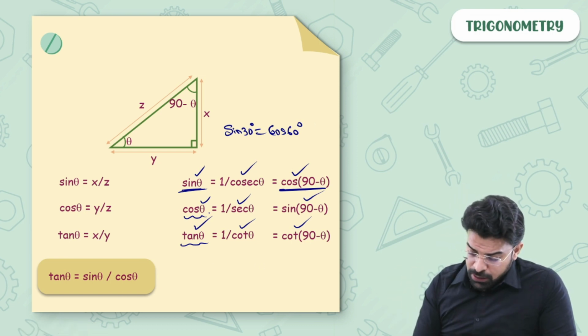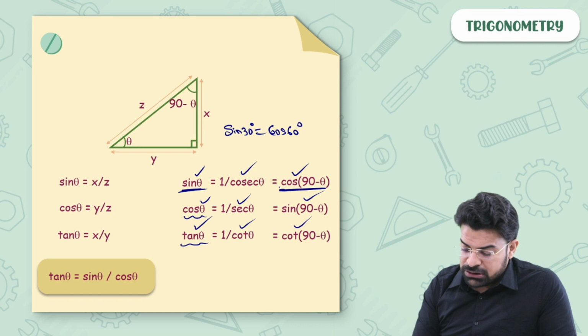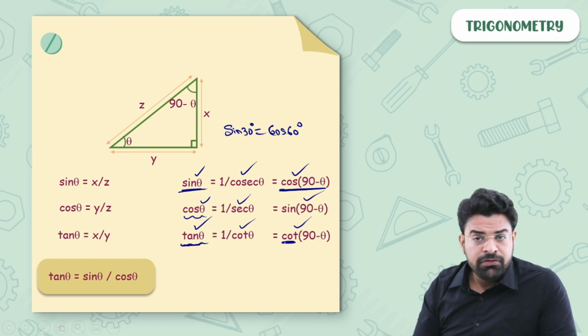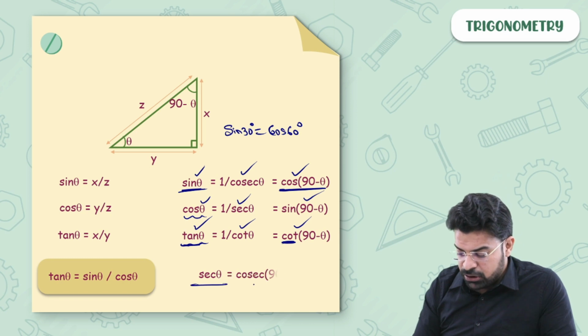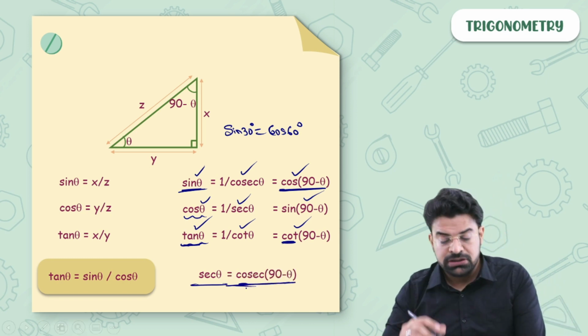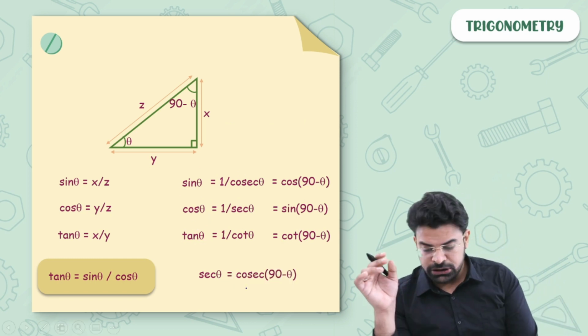Now, just like sine and cos are complementary functions, tan and cot are complementary functions. In the same way, sec and cosec are also complementary functions. So sec of theta is same as cosec of 90 minus theta.